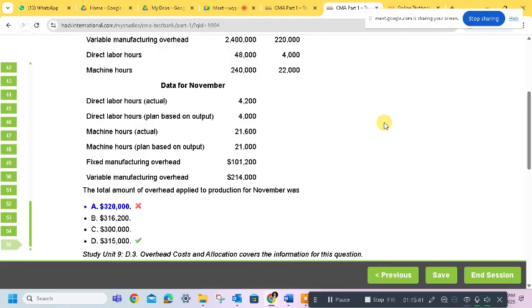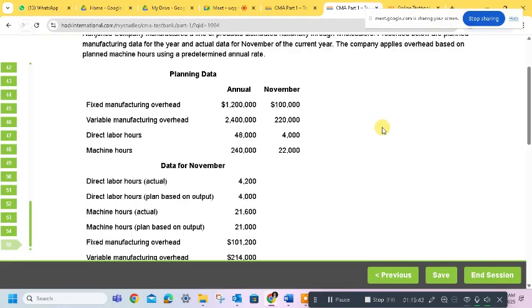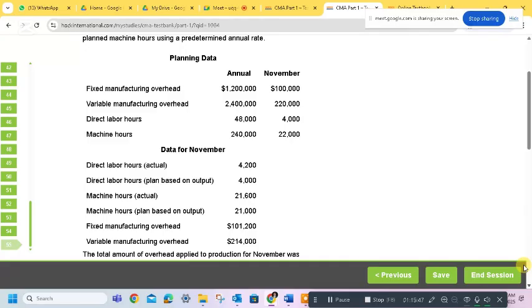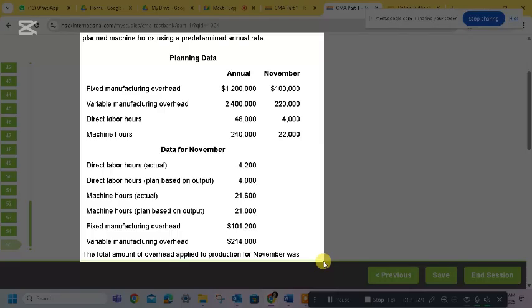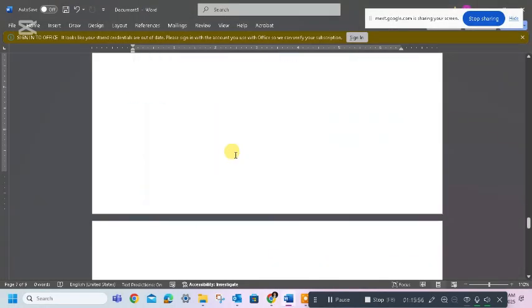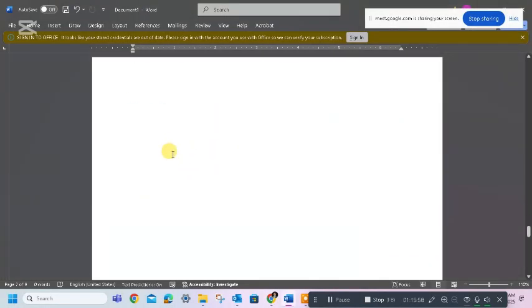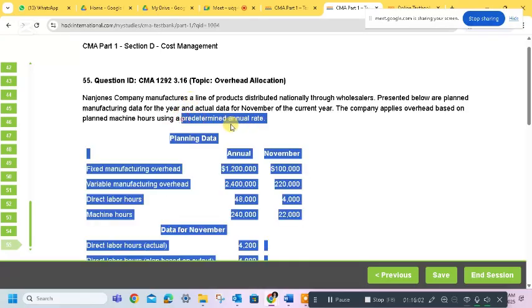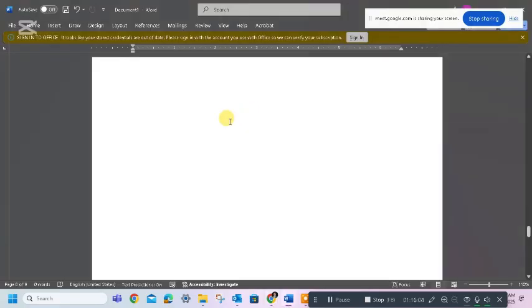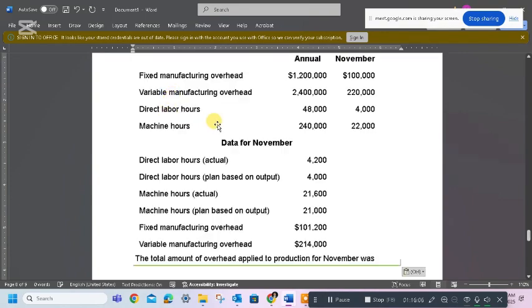Why? Let me see. How did you get 14.55? Based on machine hours. Okay. Annual rate, right? Did you do it only for November or for the year? Only for November. No. The question says predetermined annual rate. So you must do it for the year. That's why.